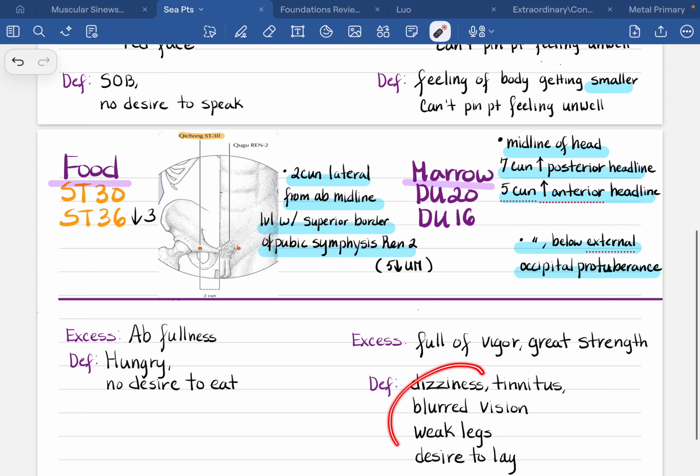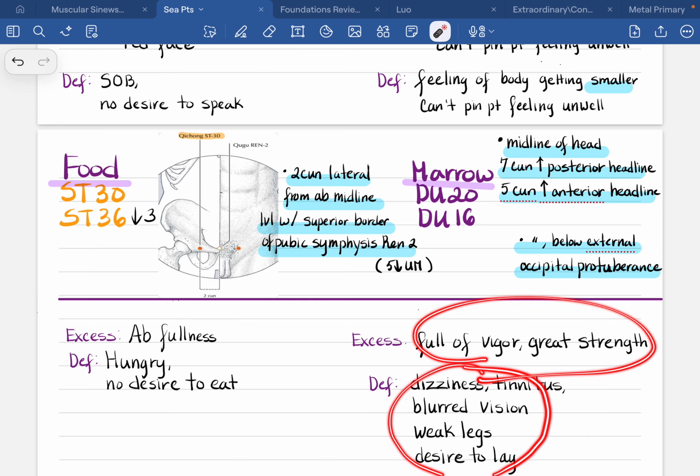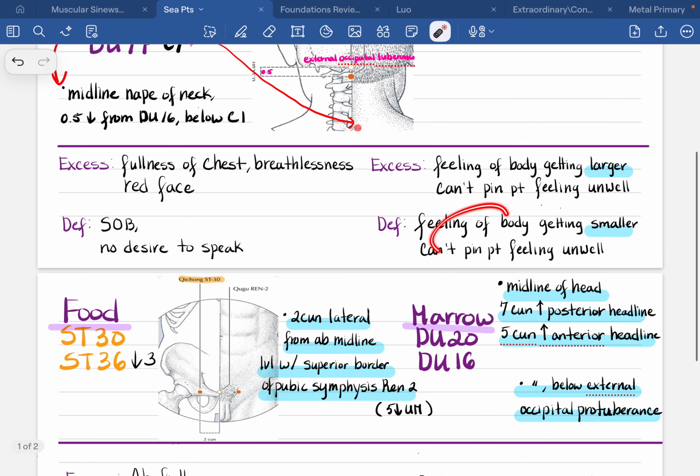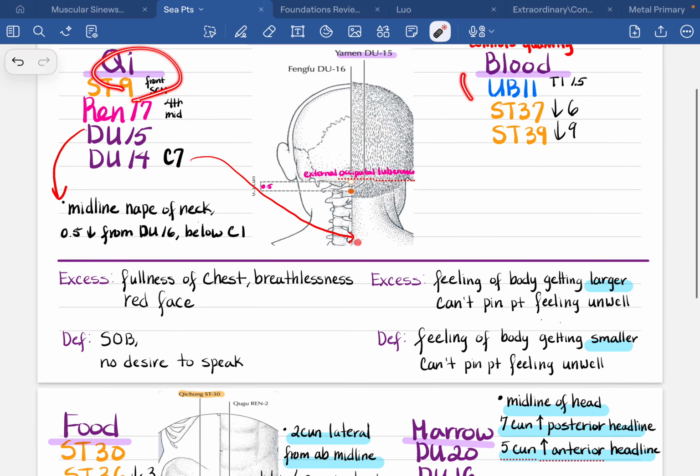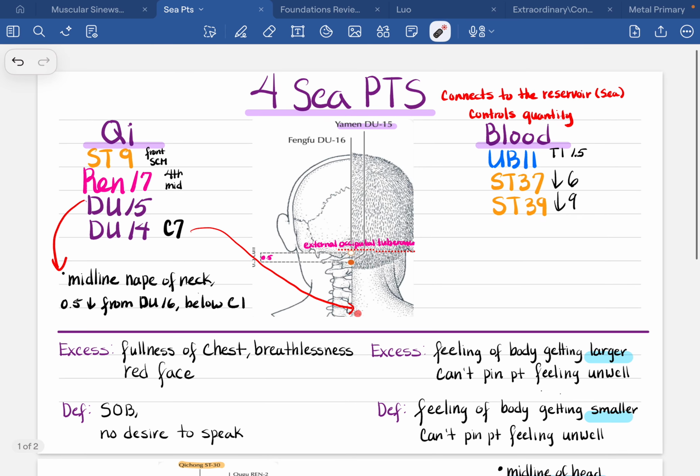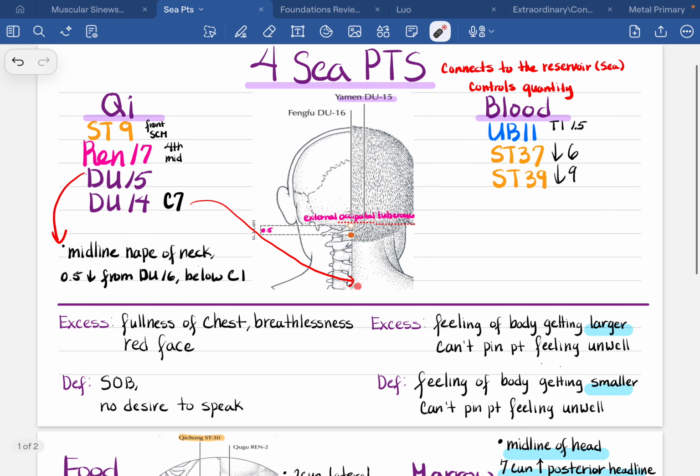But if any of these descriptions come up, it shouldn't be too difficult for you to match them up and say, is it chi, is it blood, is it marrow, is it food? Okay, but that was the quick review for the 4 category C points.